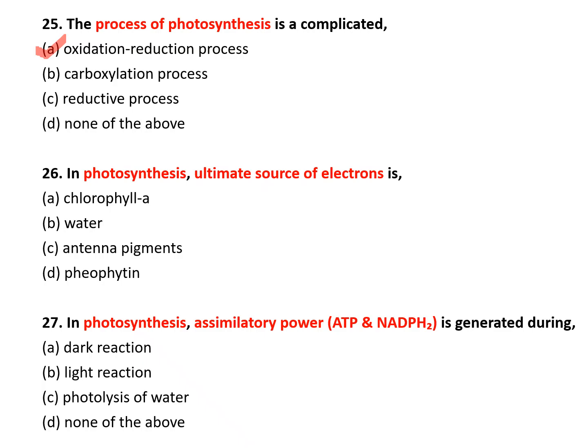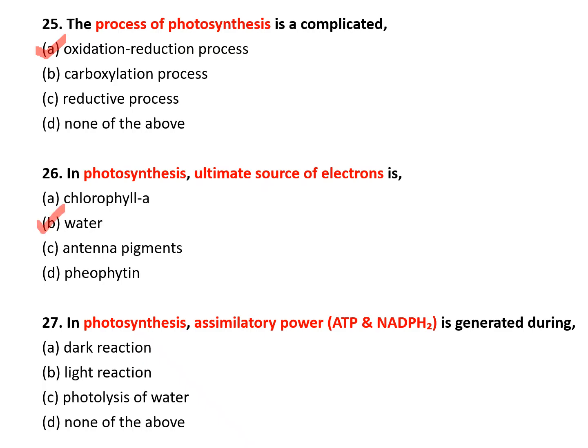The next question, number 26. In photosynthesis, the ultimate source of electron is: option A, chlorophyll a; option B, water; option C, antenna pigment; option D, pheophytin. The correct answer is option B, water.